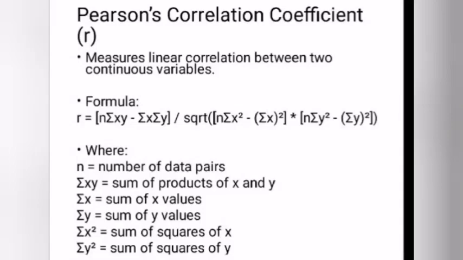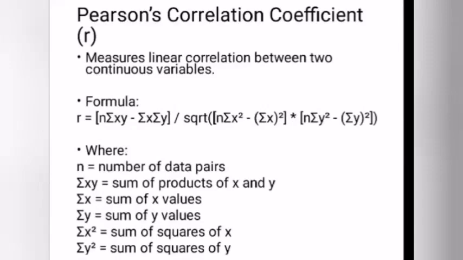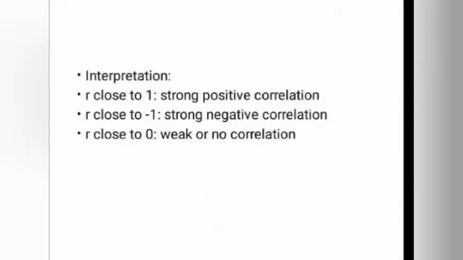Sigma xy is the sum of the products of x and y. You multiply each x and y, then you add everything together. That's sigma xy. Sigma x is the sum of the x values. Sigma y is the sum of the y values. Sigma x square is, first of all, you square all the x values, then add everything. Then sigma y square is the sum of the squares of y.